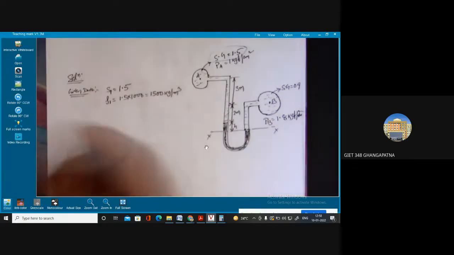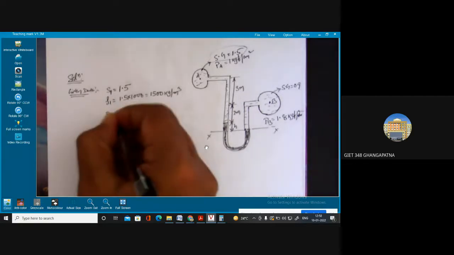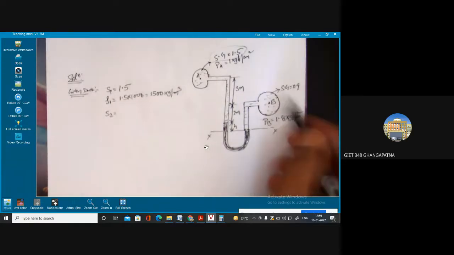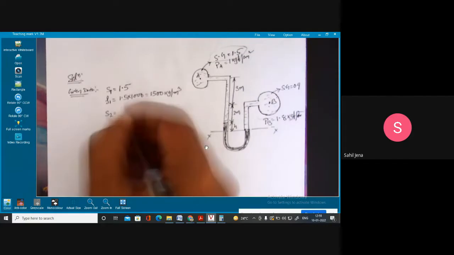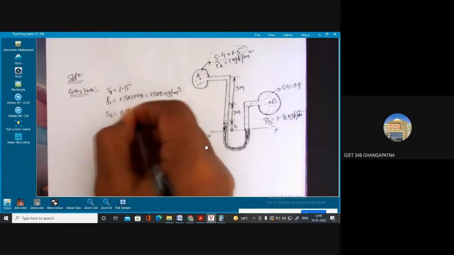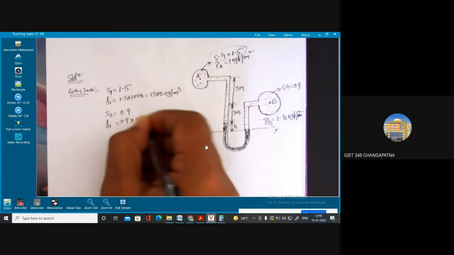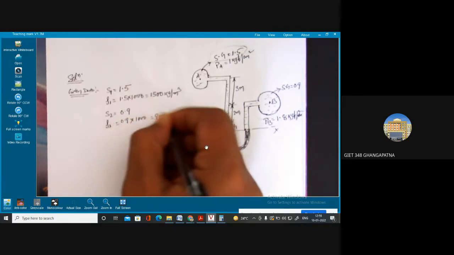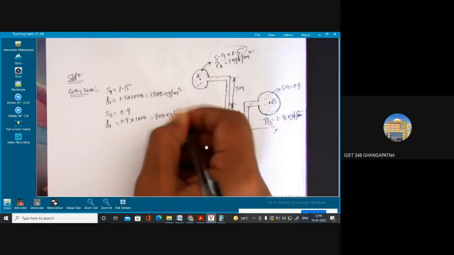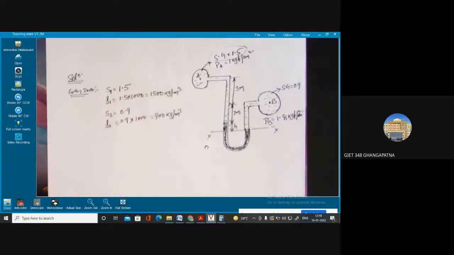Then what is S2 in this pipe B? 0.9. What is rho 2? Yes, make it fast. 900. I hope you are understanding. In every problem, you are doing the same thing. Clear? This is the data given to you.